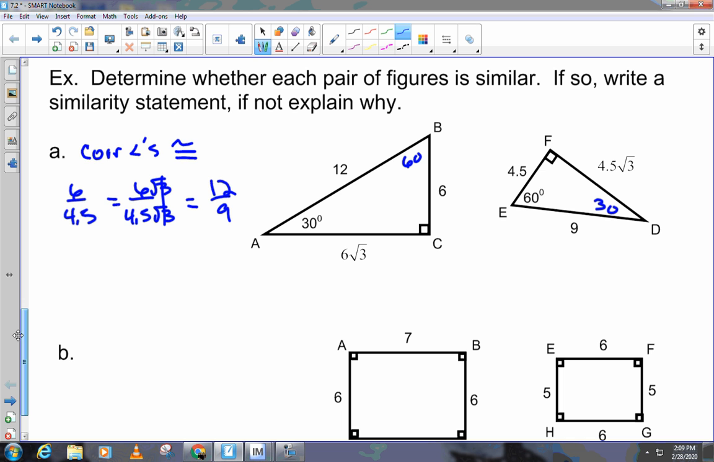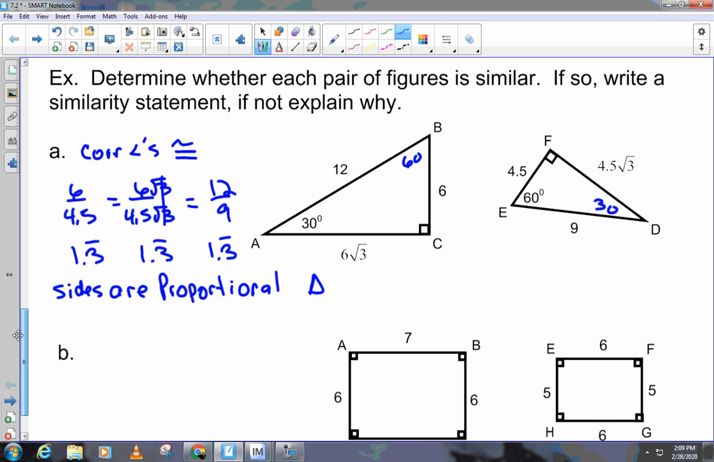6 divided by 4.5, that's 1.3 repeating. Okay, this one is going to be 1.3 repeating. What happens if I divide 12 by 9? What's that going to be? 1.3 repeating. Okay, so that tells me that the sides are proportional. So if I know the corresponding angles are congruent and I know that the sides are proportional, does that mean they're similar? Yes.